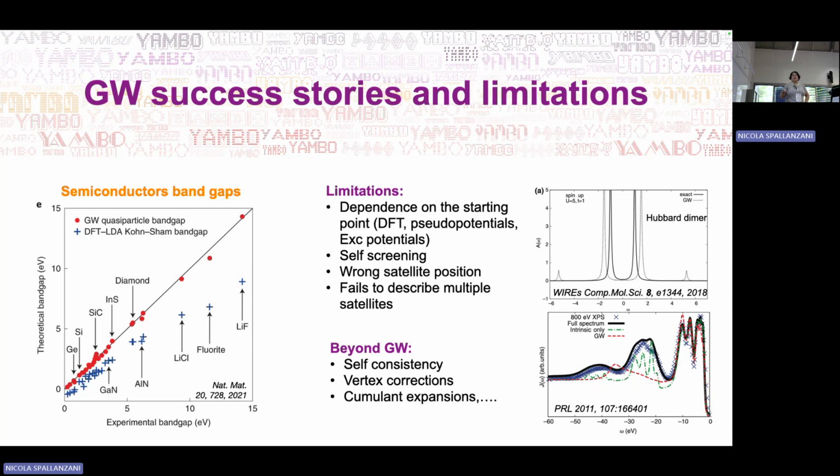Beyond GW, we can go beyond G0, W0. For instance, we can do some self-consistency, or add vertex corrections, or use other techniques like cumulant expansions. I'll leave it just like this as a perspective. Afterwards, you will hear all this again, but the lectures are very well written and explain how we in practice solve all these problems.